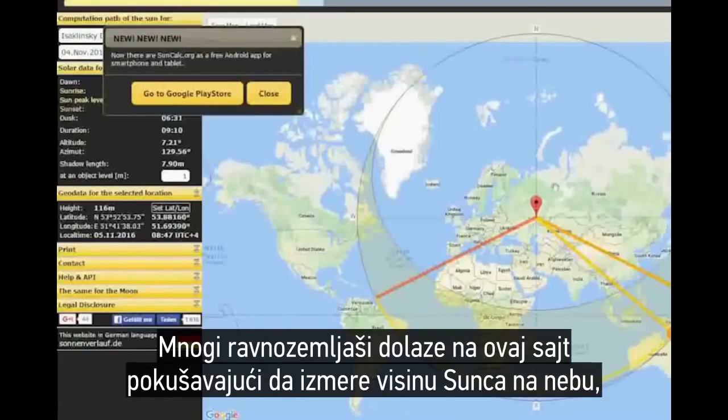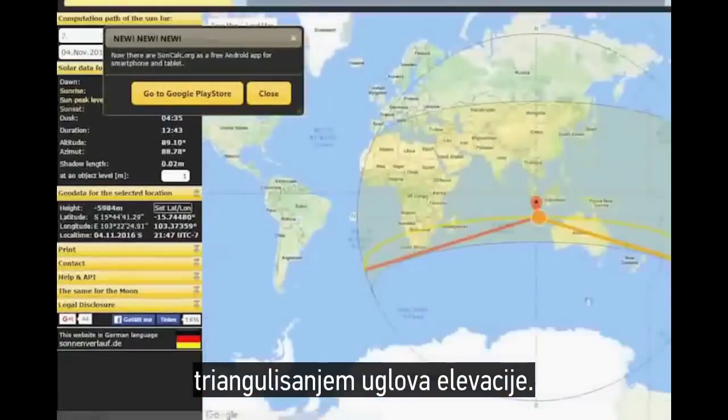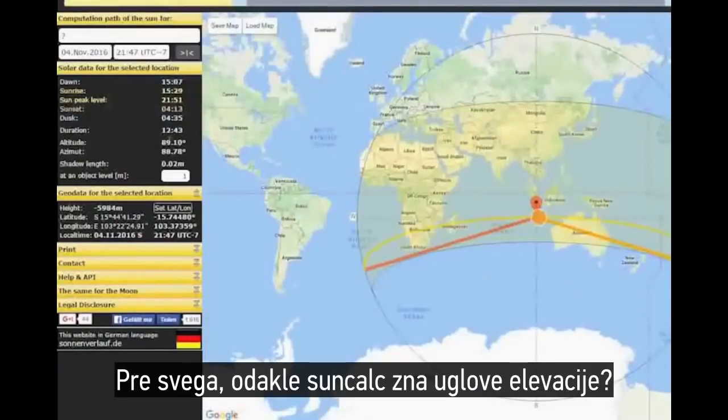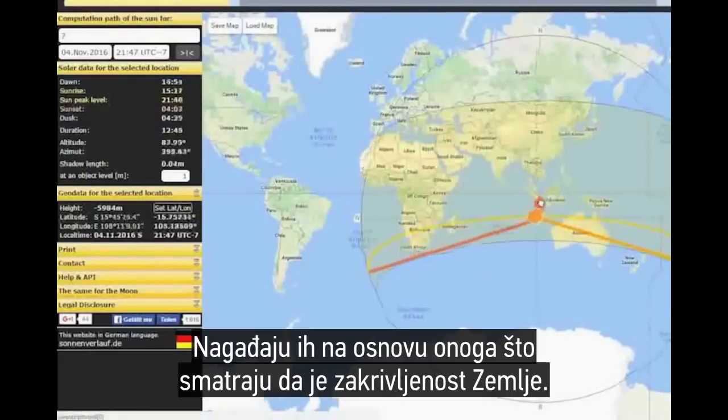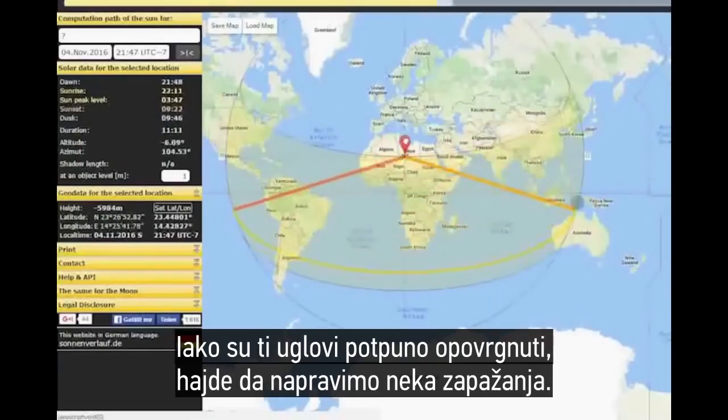So let's check out a website called suncalc.org. Many flat earthers come to this site to attempt to measure the sun's height in the sky by triangulating elevation angles. First of all, how does SunCalc know the elevation angles? It doesn't. They guess them based on what they believe the curvature of the Earth to be. Although the angles have just been completely disproven, let's make some observations.